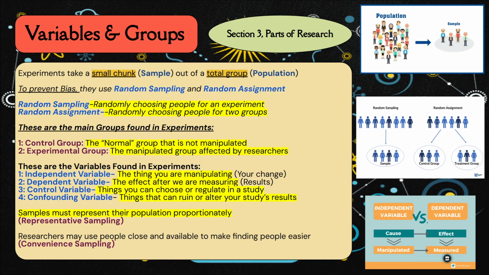Convenient sample means that you're probably going to choose people that are available and close to you. So for example, if I'm doing a study on high school, I'll probably pick a school that's within my neighborhood versus flying kids out from Alaska to be in my study. It's convenient that way.